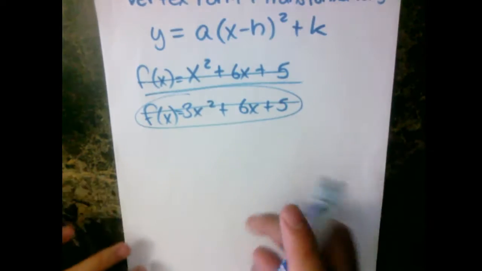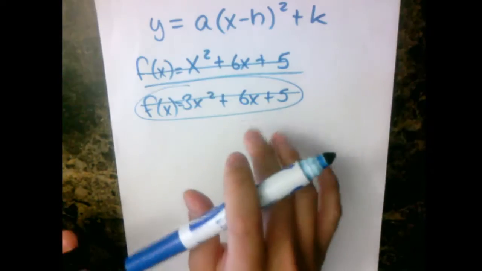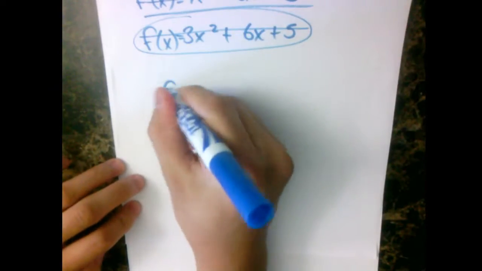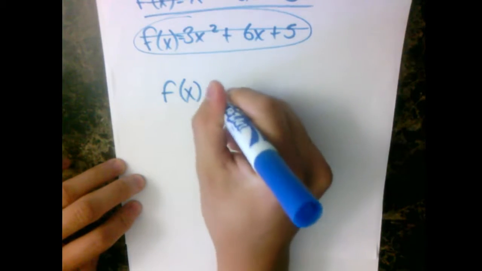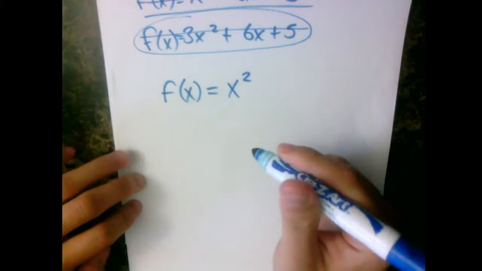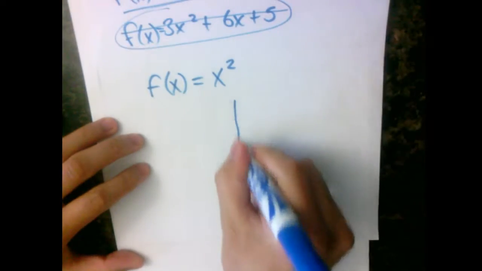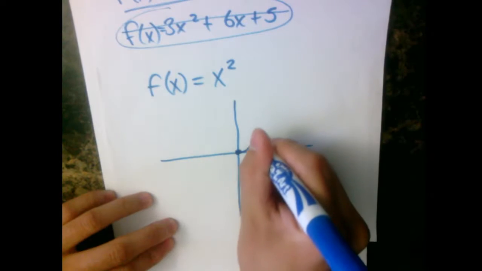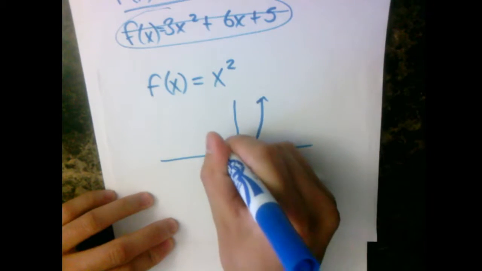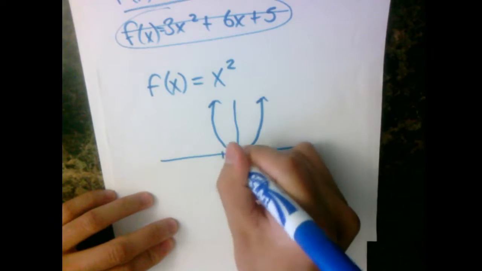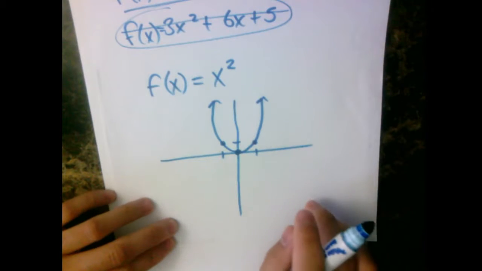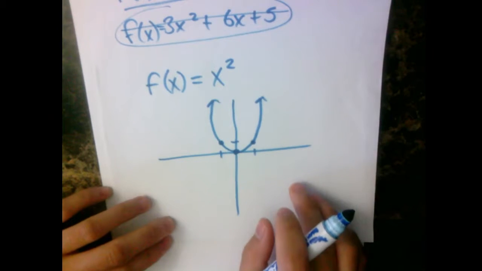Now, as far as transformations go, let's talk about all these transformations real quickly. These transformations all start from this base form, f of x equals x squared, or y equals x squared. And here is your base graph. It's just a basic parabola. It has the points (1, 1) and (negative 1, 1). So that's your basic x squared parabola.